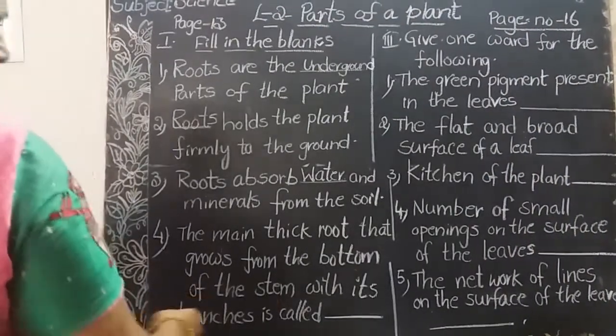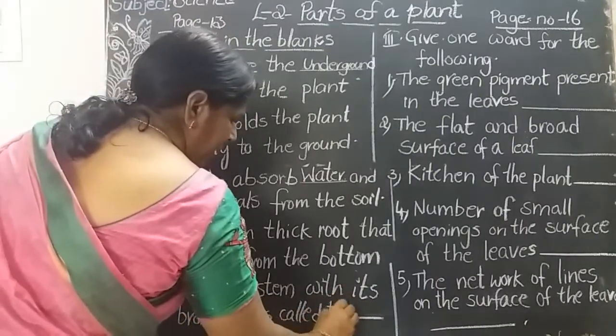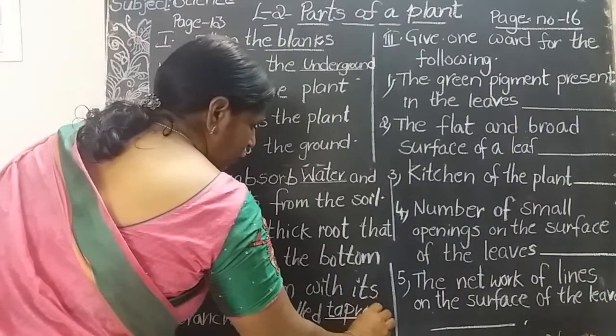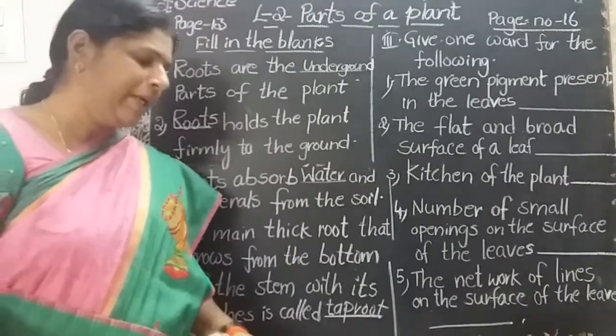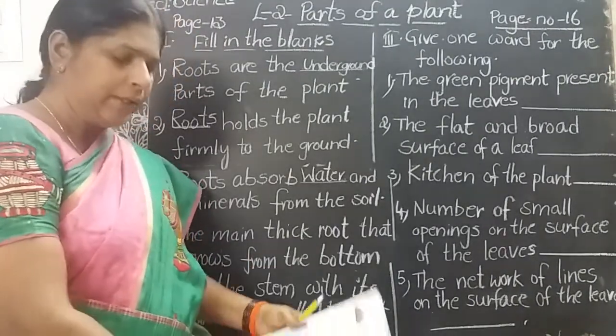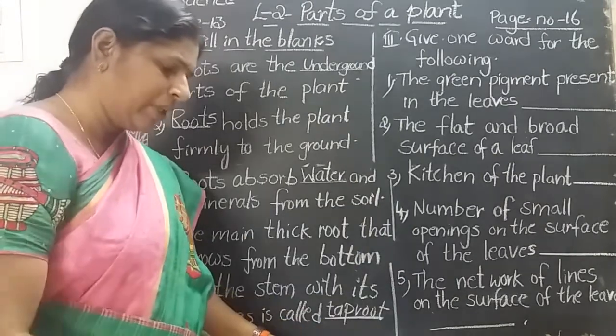The main thick root is present in the taproot. Is it clear? These are all the secondary roots arising from the main root. So what is the right answer here? Taproot. The main thick root is called the taproot and several roots grow from the main root. Is it clear? Open the next page.